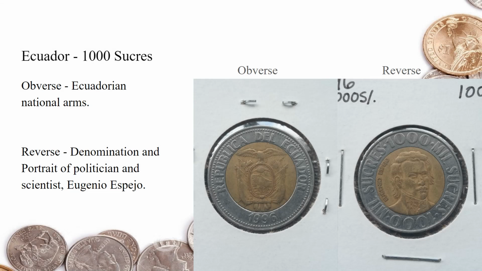Our last coin from Ecuador is 1,000 sucres, and of course the obverse is the same. It's the Ecuadorian national arms with the writing and the date it was minted. On the reverse, there's the denomination of 1,000 sucres, as well as a portrait of politician and scientist Eugenio Espejo.